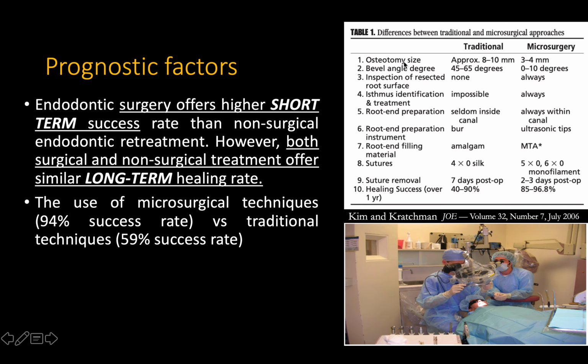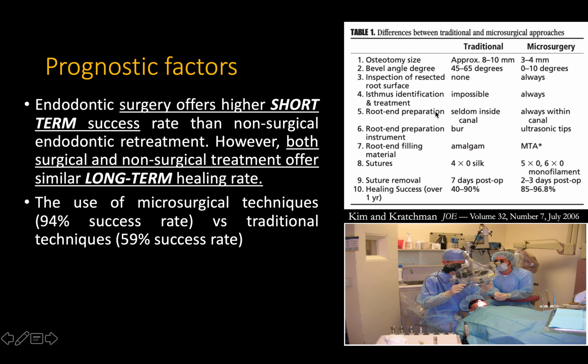Using the traditional techniques, we used to do a large osteotomy site to allow our large instruments to get access to the surgical area. We used to do a large bevel to increase visibility of the root end surface. We didn't have light and magnification to inspect the root surface, so probably we may end up with cracks or uncleaned isthmuses, and we won't know about these because we don't have magnification or light.